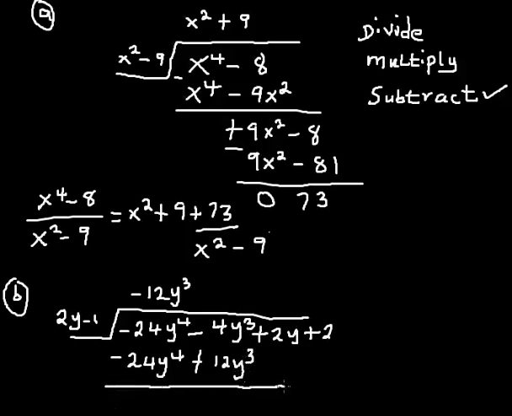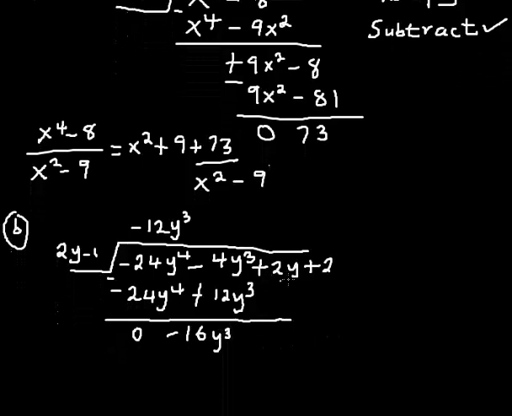So I'm subtracting. Minus 24y raised to the power 4 minus minus 24y raised to the power 4, of course this minus here will actually be plus, so this is 0. Then I'm left with minus 4y raised to the power 3 minus 12y raised to the power 3. That's going to give me minus 16y raised to the power 3.